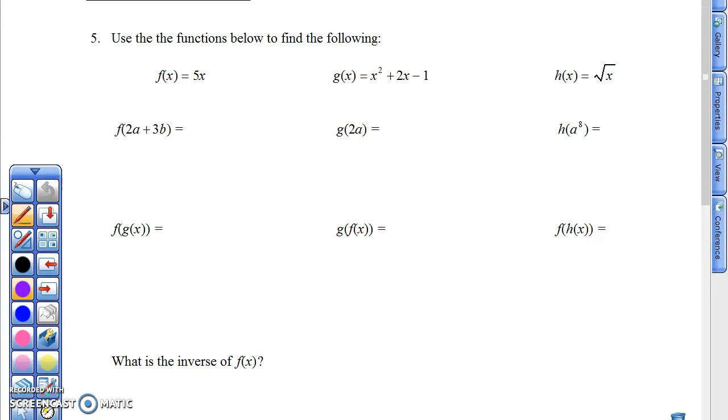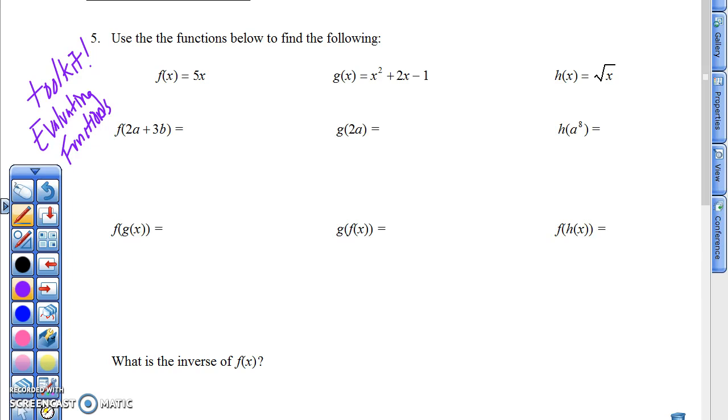Math 3, Mod 1, Practice Problems 1.1 through 1.3, question number 5. A great place to refer back to this would be, again, Toolkit Notes, where we did evaluating functions and function notation. So we're going to use the functions below, f of x, g of x, and h of x to find the following.